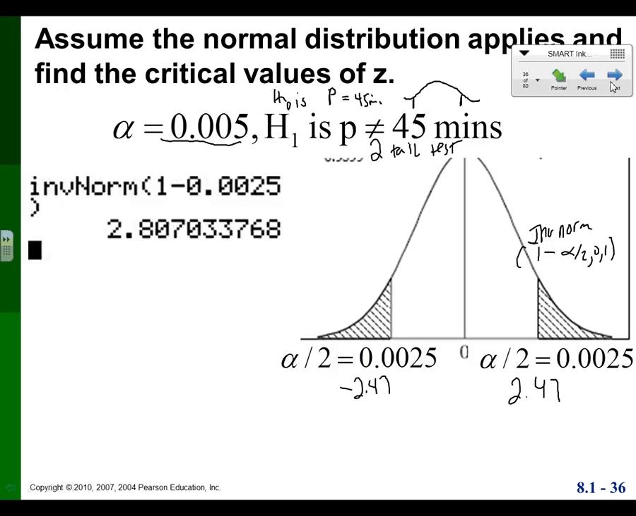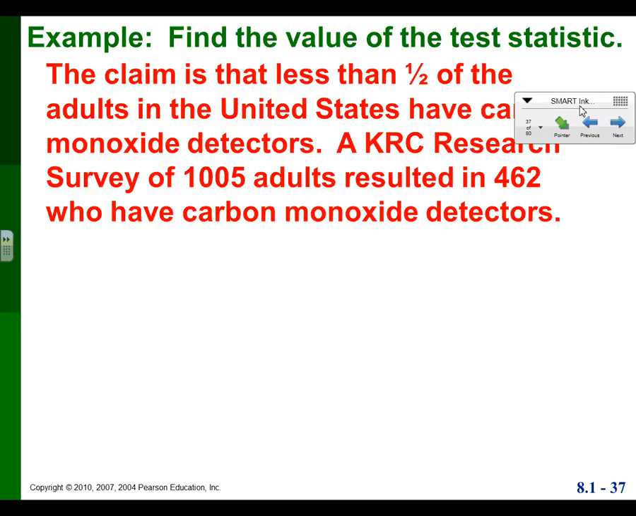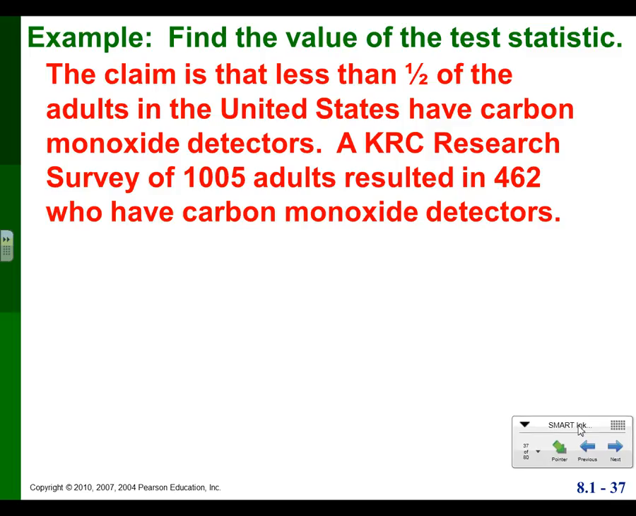Negative 2.07. 2.81. How did you try a zero in the calculation? 2.81. Okay. Alright. Find the value of the test statistic. Oh my gosh. What words? Okay. Over here? Okay.